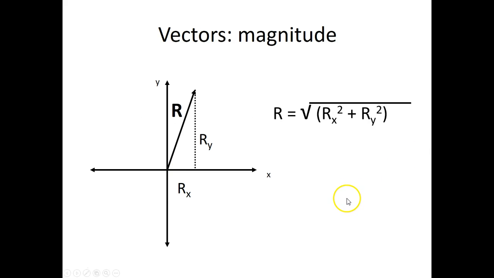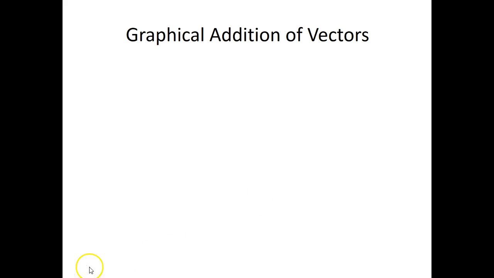If I want to find the magnitude, we can just basically use the Pythagorean theorem. So if I know Rx and I know a value for Ry, I can find R very easily.